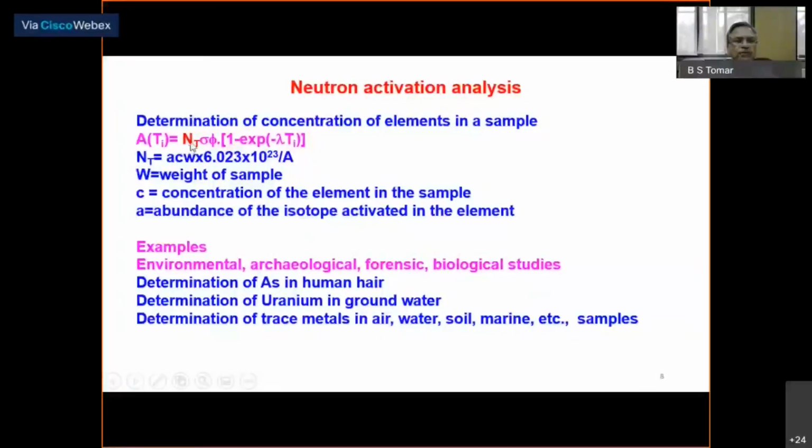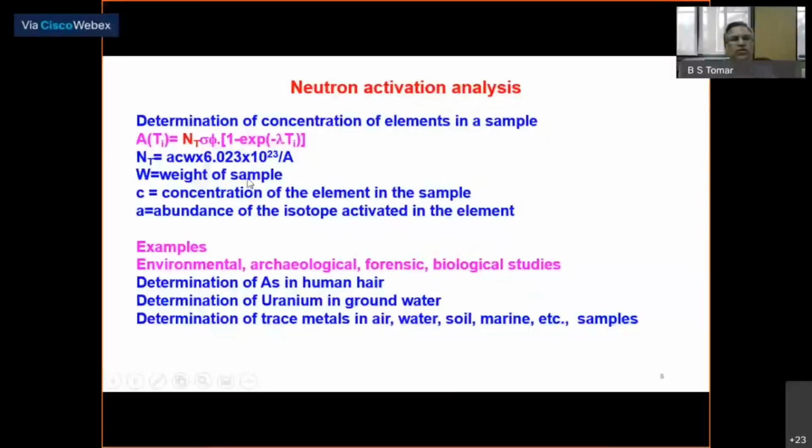Now the number of target atoms, usually you will take some W grams of the target element. If the target is not monoisotopic, then it will have different isotopes, and so the abundance of the particular isotope which is being activated will come into the picture. And C is the concentration. So W is the amount of sample, let us say in gram. In that, this many micrograms is the concentration C, let us say in ppm, microgram per gram. So in W gram, that many micrograms, and out of that gram of the target element, this is the abundance of the isotope of interest, and so this many atoms in a gram. So you can calculate the number of target atoms. W is the weight of the sample, C is the concentration of the element in the sample, A is the abundance of the isotope activated in the element.